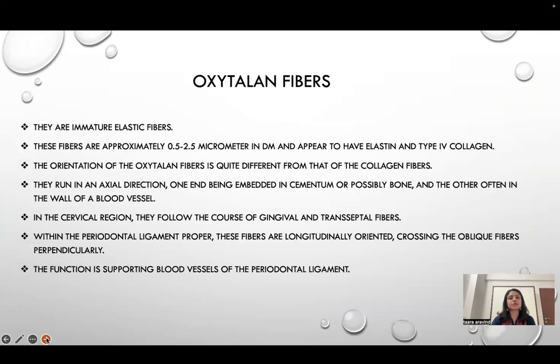It doesn't exist. Now, a short note on oxytalan fibers. They are basically immature elastic fibers. These fibers are approximately 0.5 to 2.5 micrometers in diameter and appear to have elastin and type 4 collagen. The orientation of the oxytalan fibers is quite different from that of the collagen fibers. They run in an axial direction, one end being embedded in cementum or possibly bone, and the other often in the wall of a blood vessel.